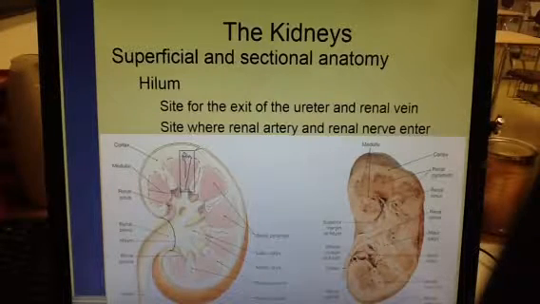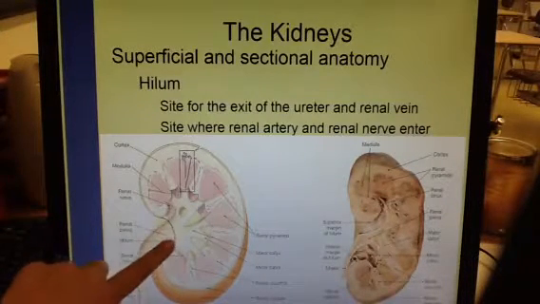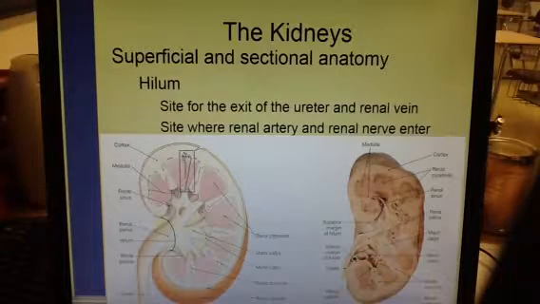So the hilum is right here, and you're going to see my finger. The hilum is the site for the exit of the ureter and the renal vein. It is also where the renal artery and the renal nerve enter. As you move through this chapter, you're going to see how important it is for the blood to be reaching the kidney and also for the urine to be leaving the kidney. So it makes sense that there's a big opening for both of those to happen. So that is the hilum.